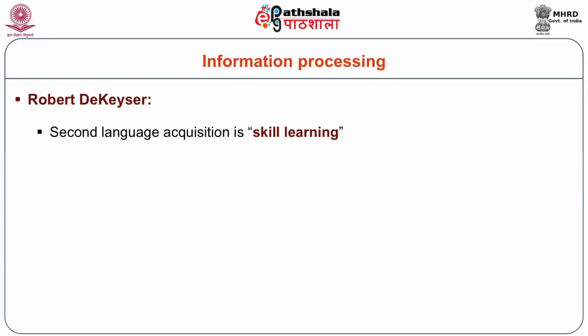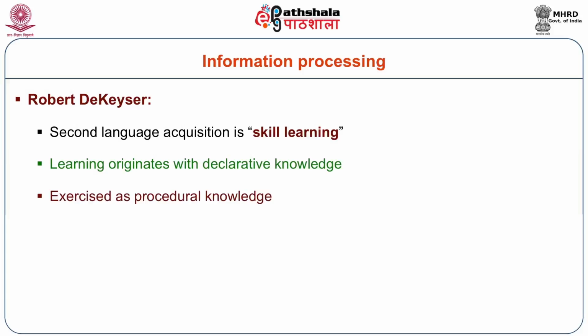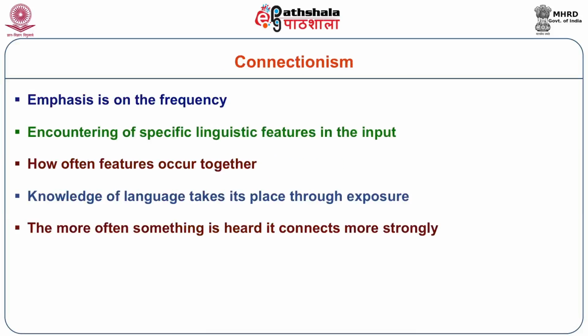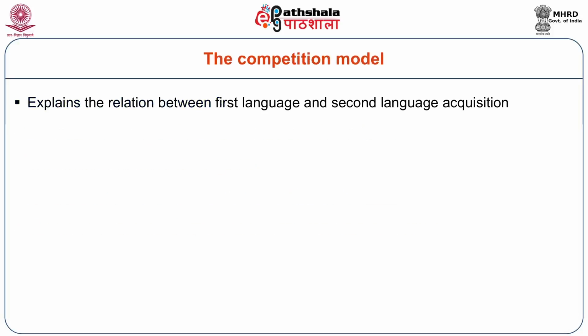Robert DeKeyser said second language acquisition is skill learning. Learning originates with declarative knowledge, exercised as procedural knowledge. Processes become proceduralized and automatized like other skills. Now, emphasis should be on frequency. Knowledge of language takes its place through exposure, and the more often something is heard, the more strongly it connects. That is connectionism. The competition model explains the relation between first language and second language acquisition.